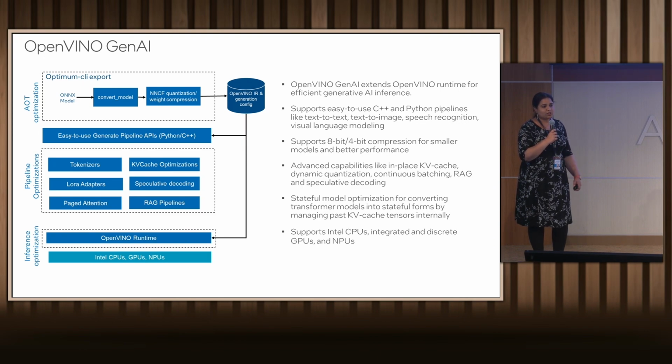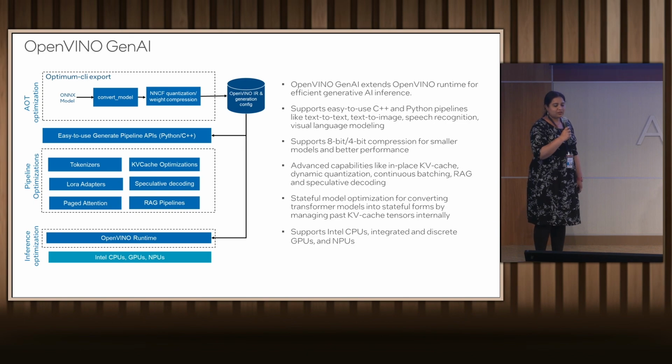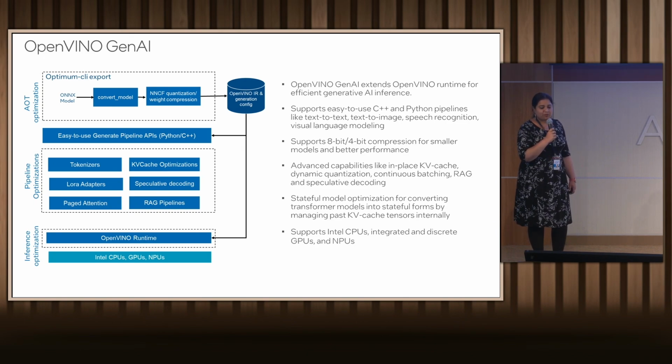And as part of this export process, we also apply optimizations like stateful transformation, and we use NNCF to quantize or compress the model. And then we hand it over to the OpenVINO GenAI, which has very easy-to-use pipeline APIs. It has APIs both in Python and C++ that the users can use. And when these pipeline APIs are used, we have several optimizations.